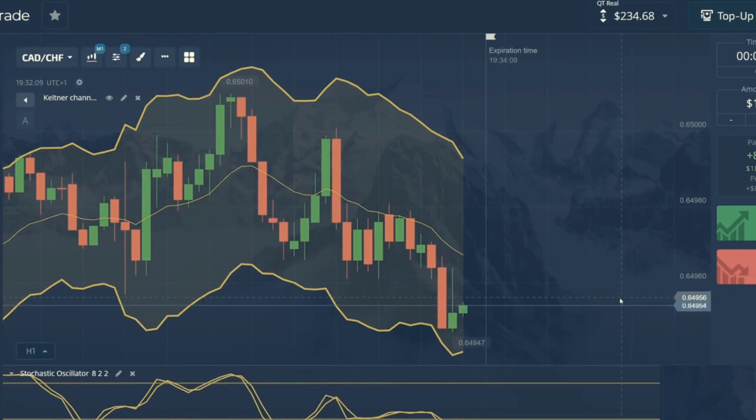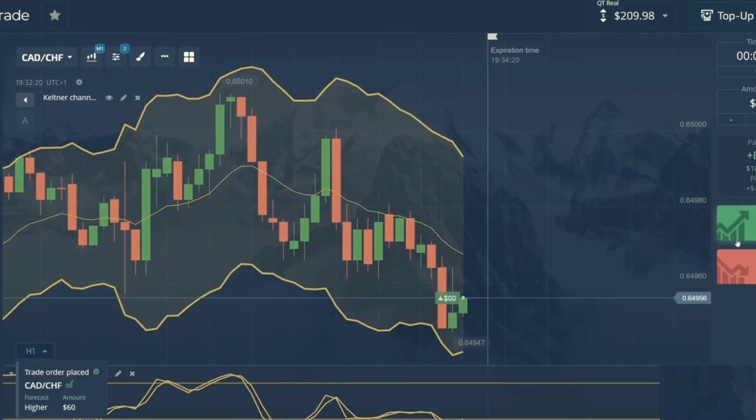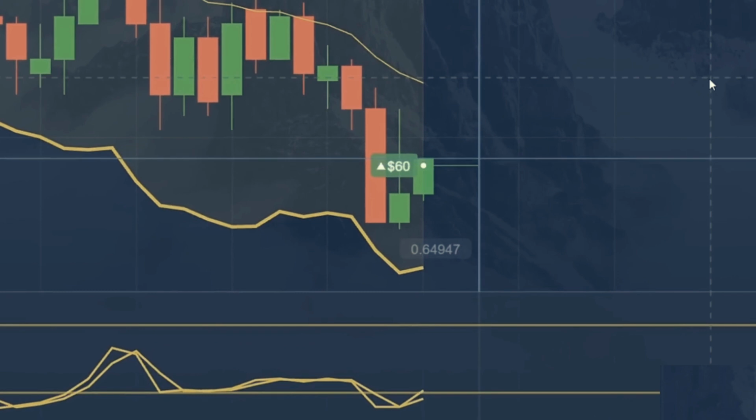I have more than $200 on my balance right now. The stochastic line is starting to get out of the danger zone and move higher. This is a very good signal for me. And in general, I like this situation, so I try to work here. The amount is $60. The trade time is 2 minutes as usual. Let's wait for the result together.